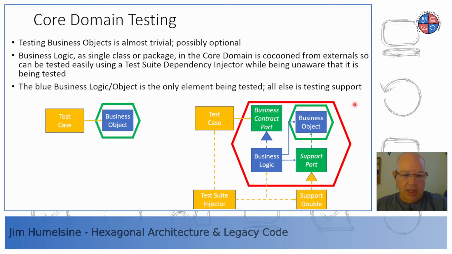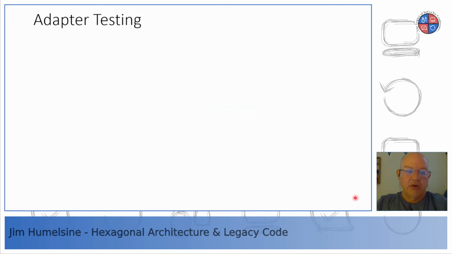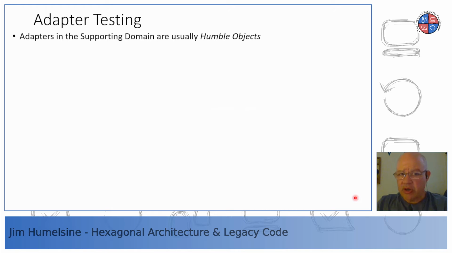And just pointing out that the blue objects do not know nor care that they're in a test environment. We don't have to do anything special for them. The only thing different is we just inject different dependencies, which it should not know or care about. The adapters might be a little harder to test, but they tend to be smaller. They're usually humble objects, meaning they don't have business logic in them for the most part. They are just translators between two different ubiquitous languages.